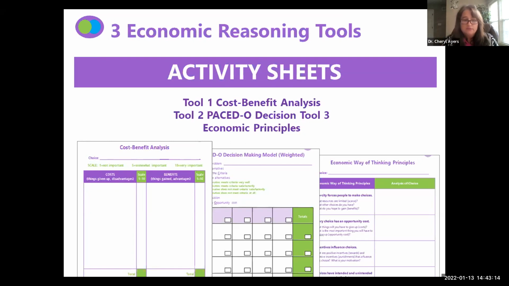I'm going to give you some examples. And then as we go through this, think to yourself, all right, what is it that I teach? What classes or programs do I deliver where I could use each of these tools? In particular, we'll just focus on the first two.